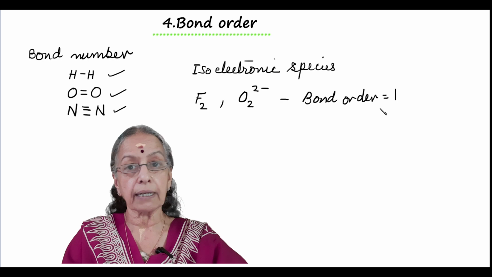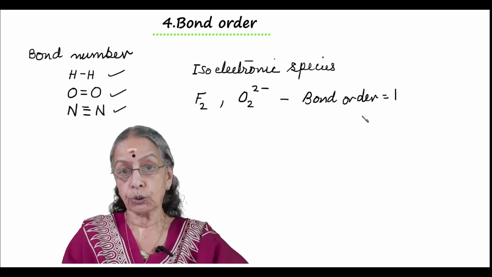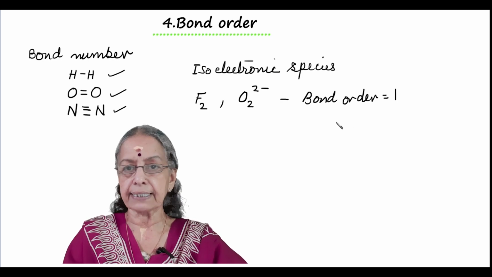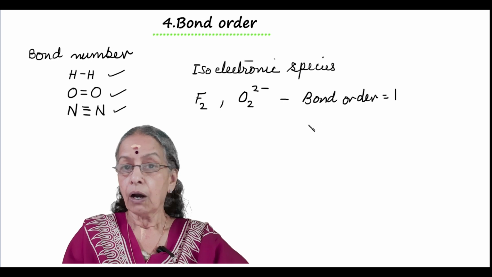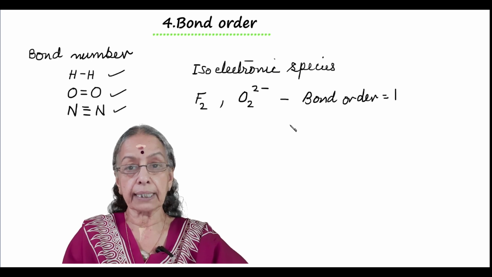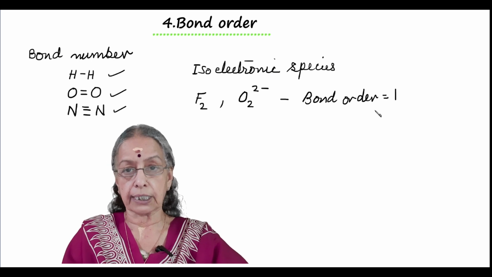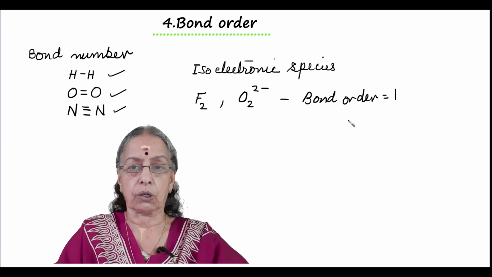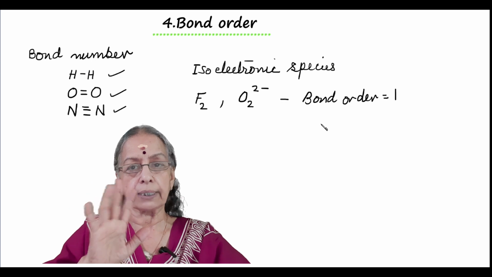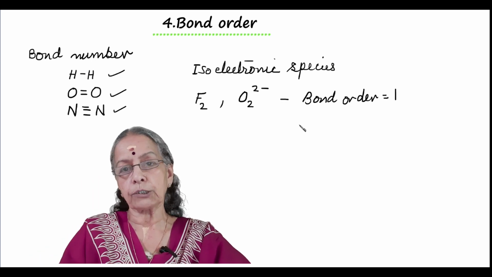Okay. Atomic number of fluorine is 9. So, 2 atoms of fluorine means 9 plus 9, 18 electrons. Oxygen, atomic number is 8. So, 8 plus 8 is 16 plus 2 extra electrons. That makes it 18. So, they are isoelectronic species.